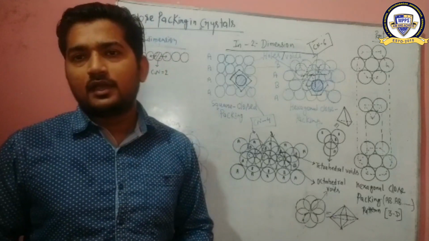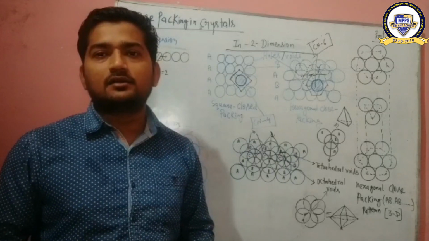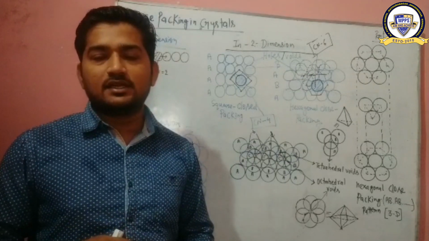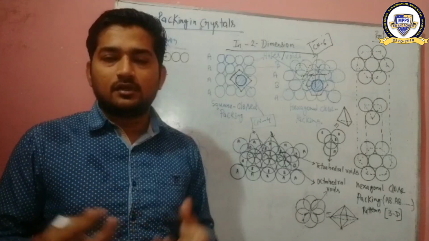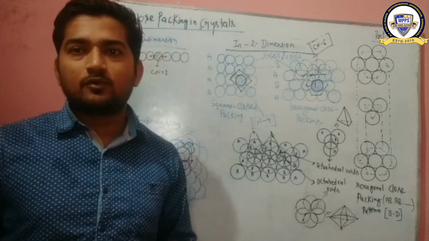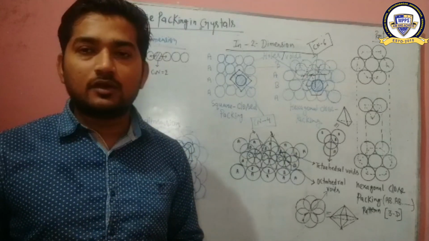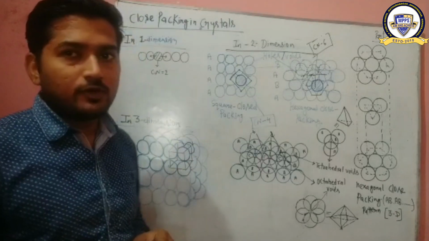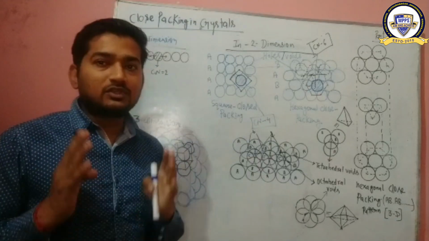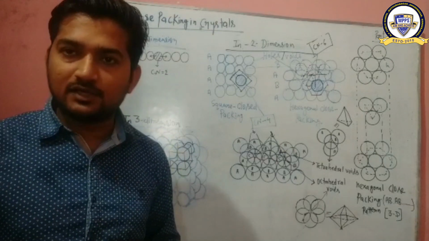So there are basically 3 types of dimension, and we know that packing in solids is generally in a close way. What is the meaning of close way? That means they have the least intermolecular space. So if we look here, we talk about 3 types of dimension: 1 dimension, 2 dimension and 3 dimension.